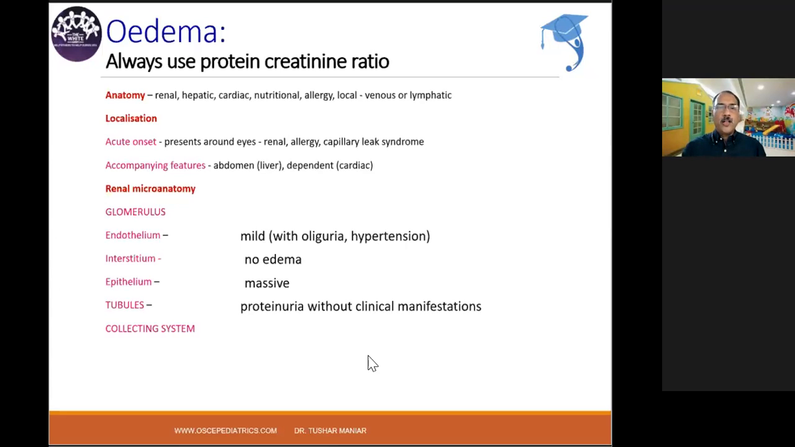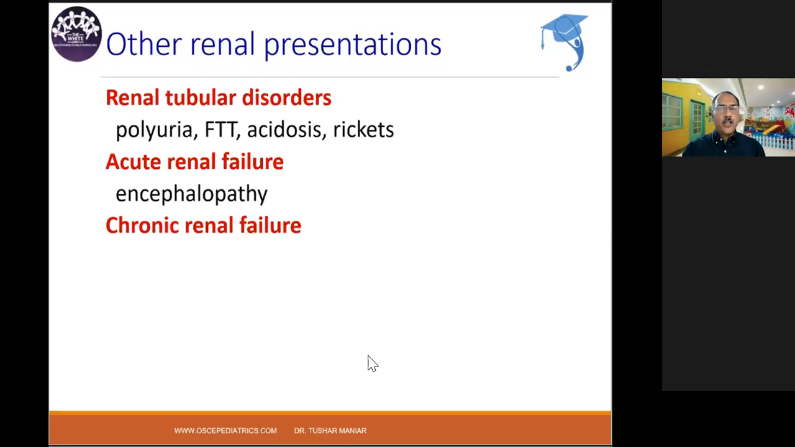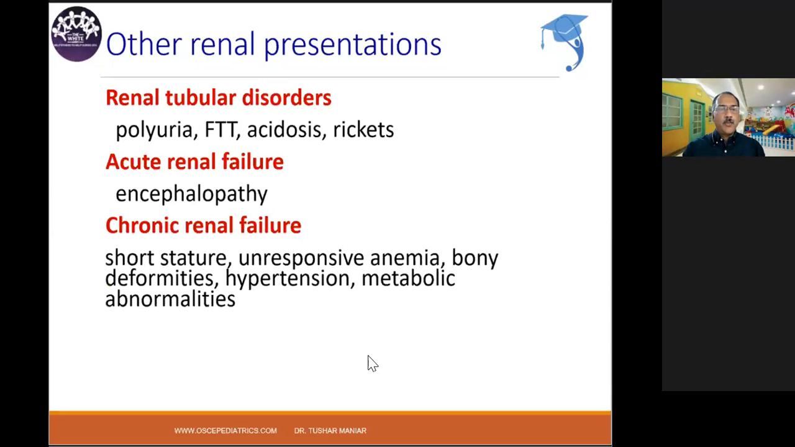Tubules have proteinuria, but no other clinical manifestations. When you're looking at other renal presentations, polyuria, failure to thrive, acidosis, rickets, all this will point towards renal tubular disorder. Acute renal failure will come with edema, cardiac failure, encephalopathy, etc. And chronic renal failure comes with growth failure, anemia which is not responsive to treatment, rickets, hypertension, and other metabolic abnormalities in phosphorus, potassium, sodium, etc.